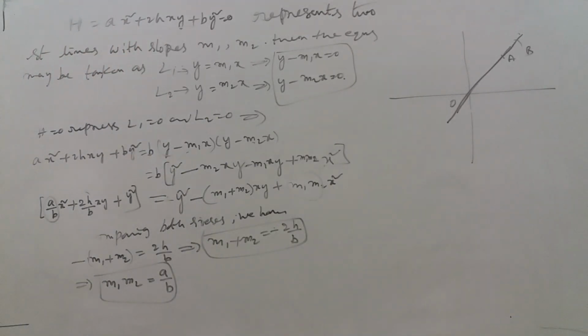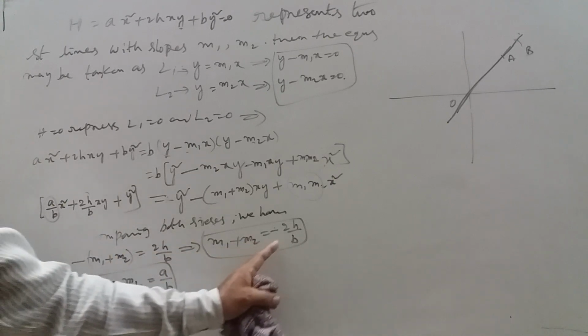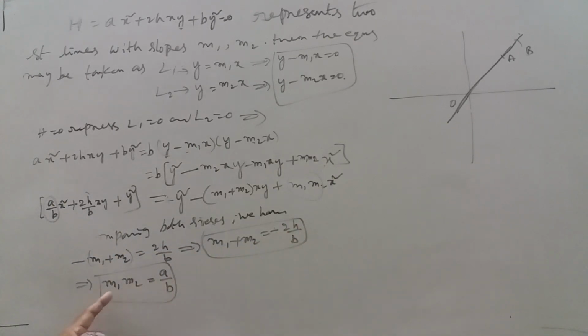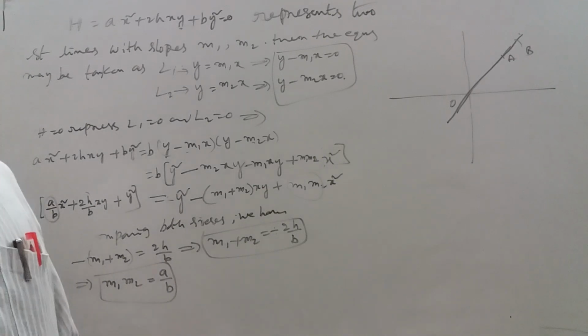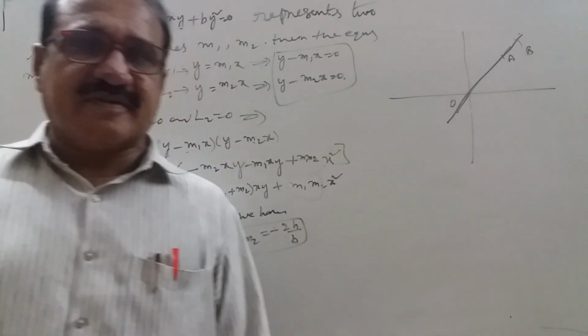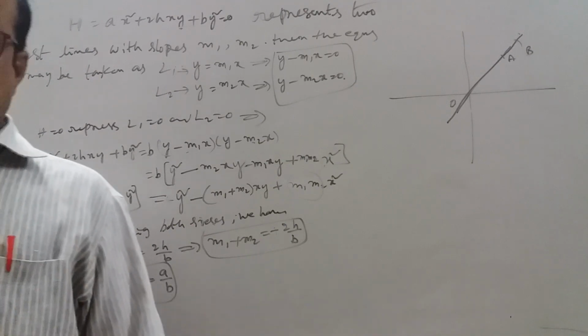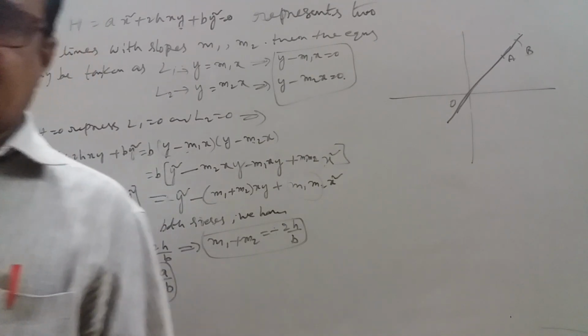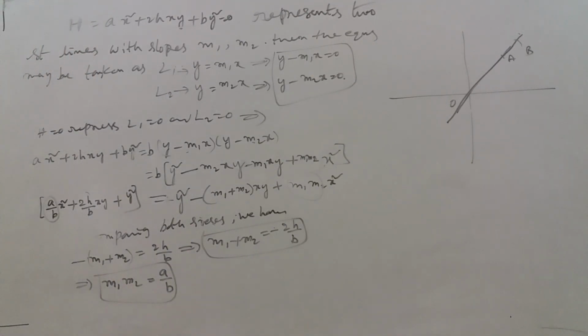The sum of slopes is equal to minus 2h by b, and the product of slopes is equal to a by b, where ax square plus 2hxy plus by square is equal to 0 represents a pair of straight lines with slopes m1 and m2. Next point, we have to go.